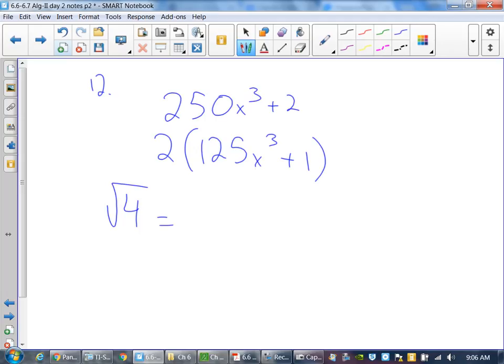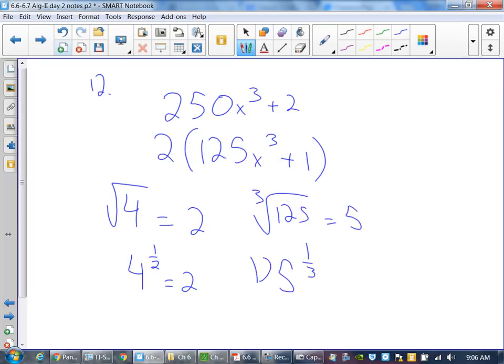What's the square root of 4? 2. What's 4 to the half power? What's the cube root of 125? Oh, did I say 25? I meant 125, which is 5. What's 5 to the 1/3? Or 125 to the 1/3? And its root?